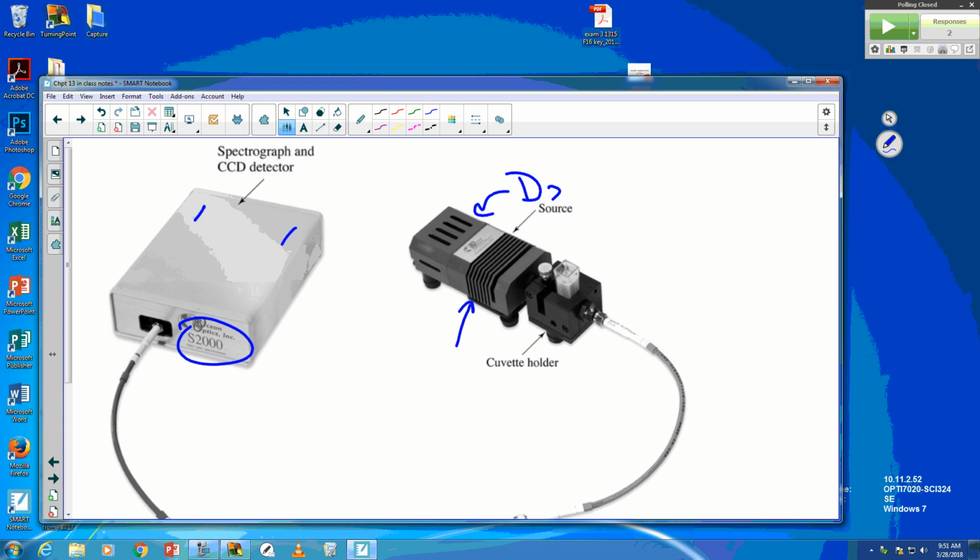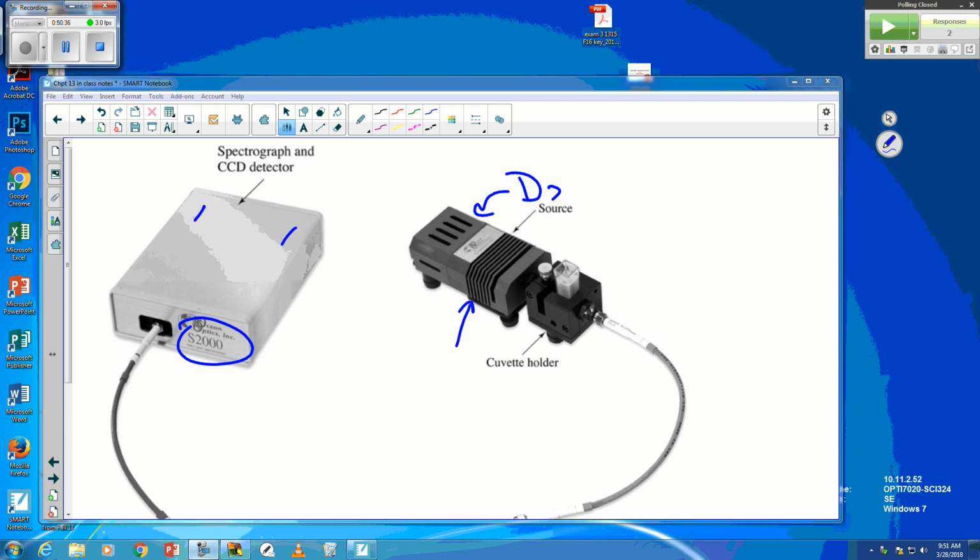Okay, that's as short as 13 is. 14 is going to be about the same length. So we'll spend 2 days mostly on chapter 14, and then we'll continue to just roll through this material. After this, we'll do fluorescence.